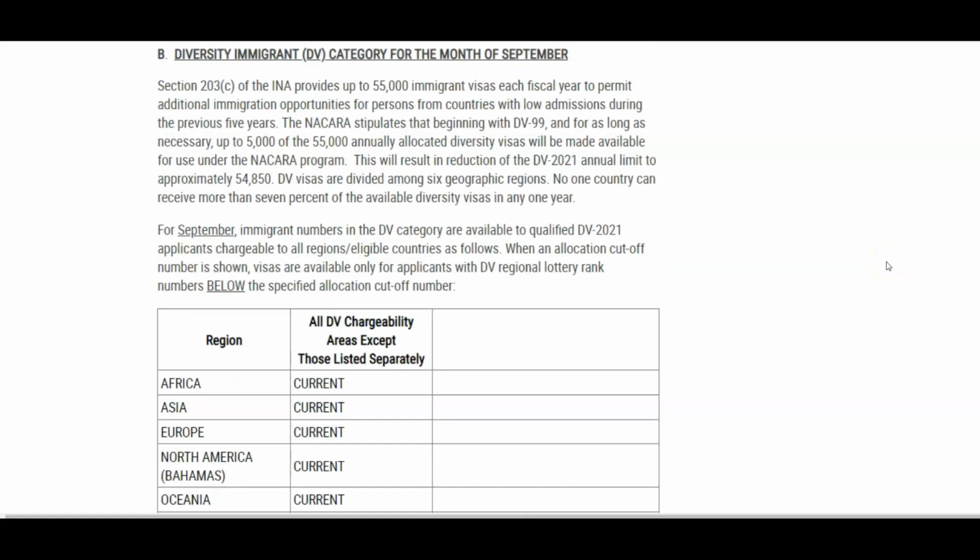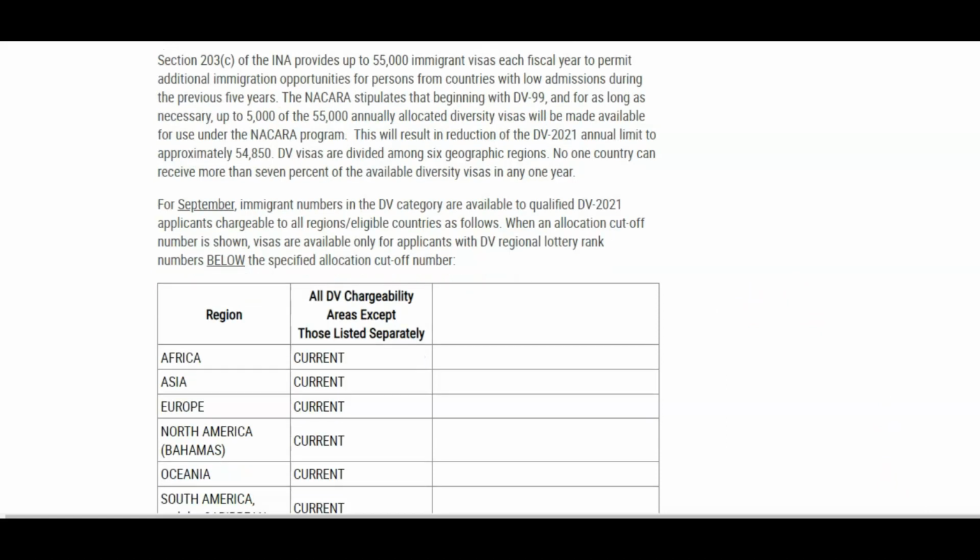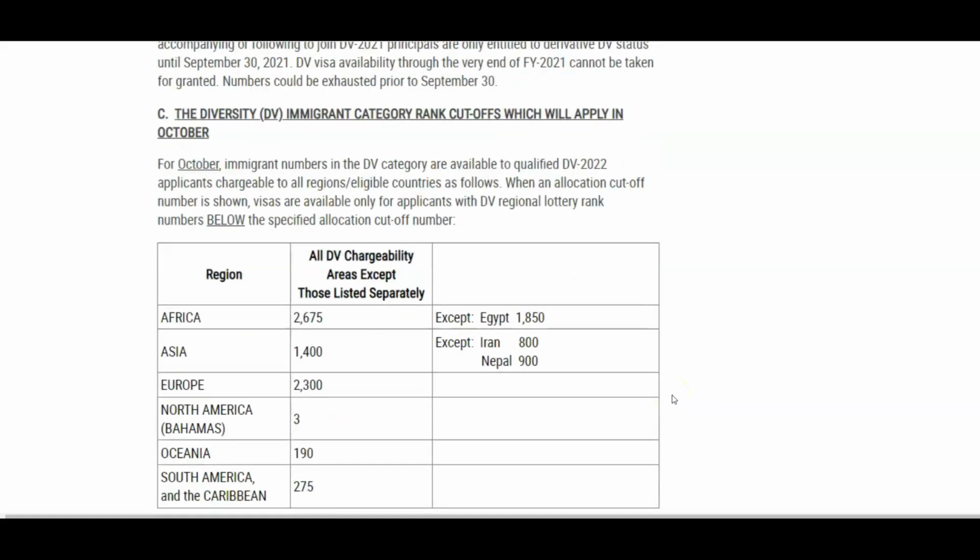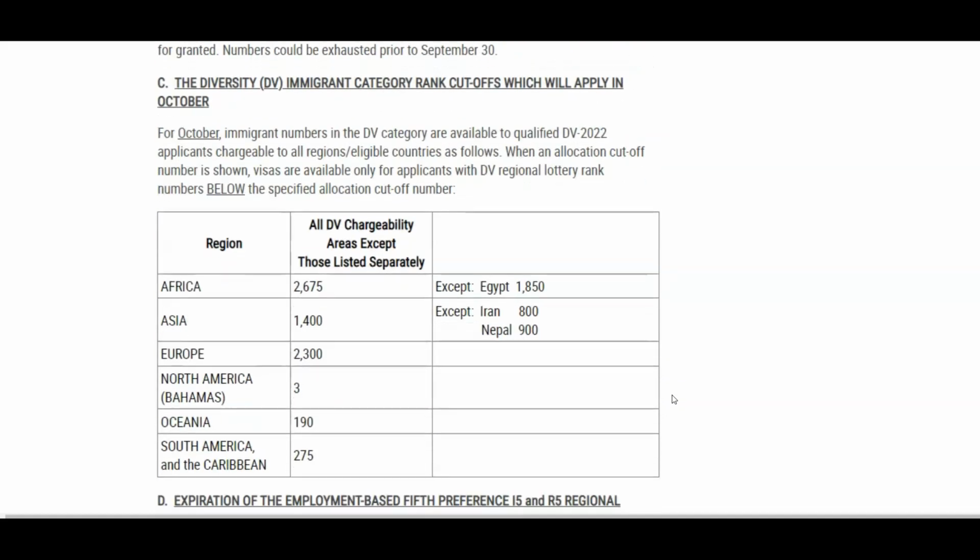The first table is going to concern the month of September, the final month of the current program. So it is the information that is in the second table that is going to be of concern to diversity visa applicants who were recently selected. That information concerns the month of October, which will be the first month in your program year.